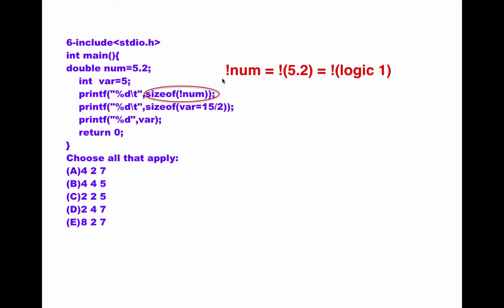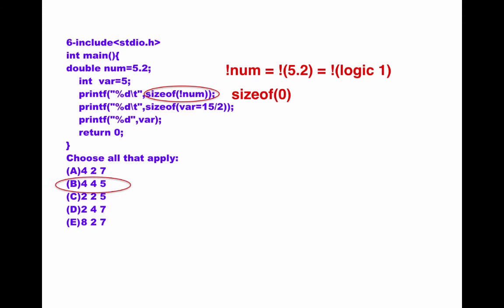When we have not num, this is logical. If there is inside something other than 0, it's treated like a logical 1. So the not of a logical 1 is a logical 0. So here it is just the sizeof 0, and the sizeof 0 is an integer. So this will print the size of an integer. The second one is var equals 15/2. Whatever there is here, I'm just concerned with this. This var is an integer, so immediately the size of this expression is the integer 4.